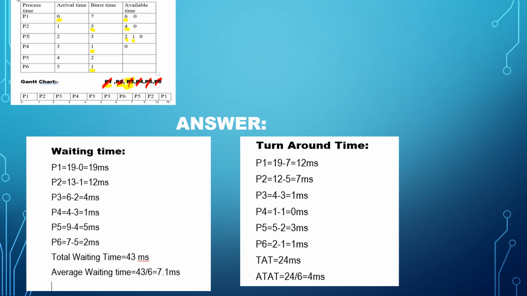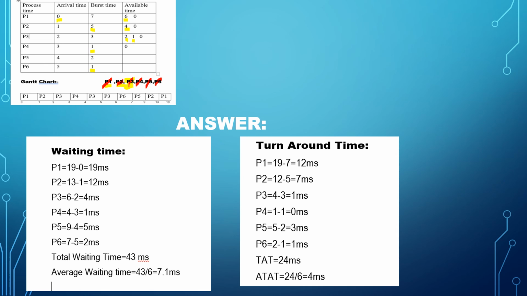For the process P4, the waiting time is 1 millisecond and the burst time is 1 millisecond. So the answer is 0 milliseconds. For the process P5, the waiting time is 5 milliseconds and the burst time is 2 milliseconds. So 5 minus 2 is equal to 3 milliseconds. And for the process P6, the waiting time is 2 milliseconds and the burst time is 1 millisecond. So 2 minus 1 is equal to 1 millisecond.